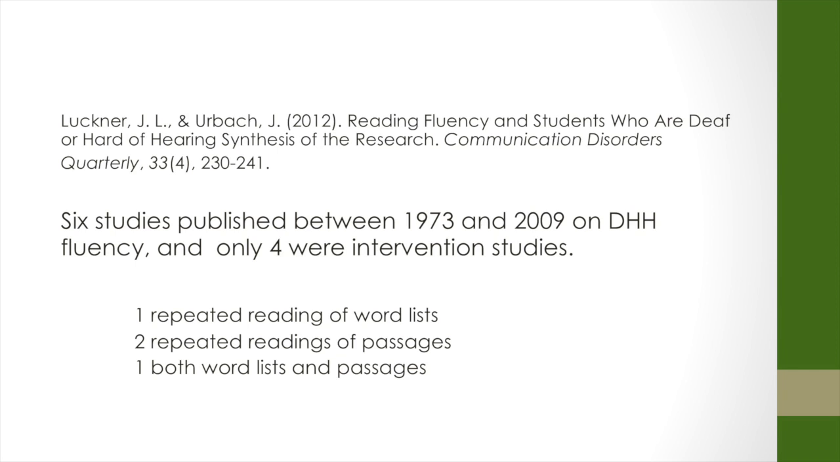Luckner and Urbach examined the literature on fluency between 1973 and 2009 and discovered only 4 intervention studies associated with fluency. All of the 4 intervention studies looked at repeated readings and found improved child outcomes. This is a place to start and probably is helpful, because when you reread something, you figure out words and phrases, but this leaves phrase reading up to chance. I think we need to be more explicit about it.